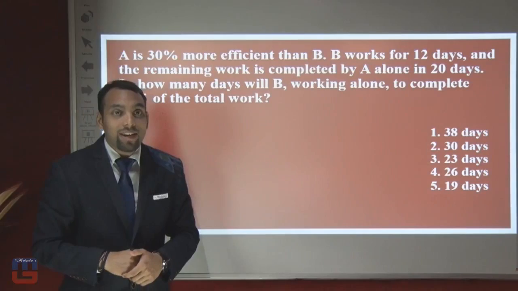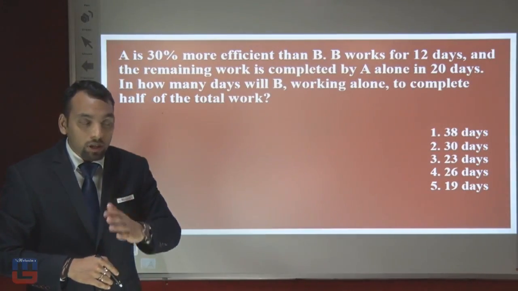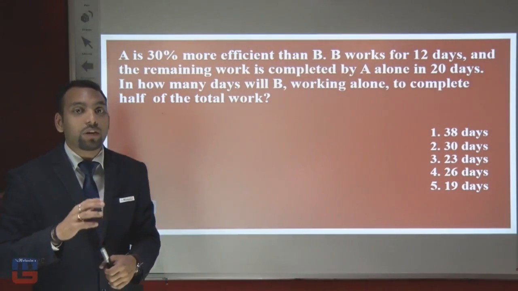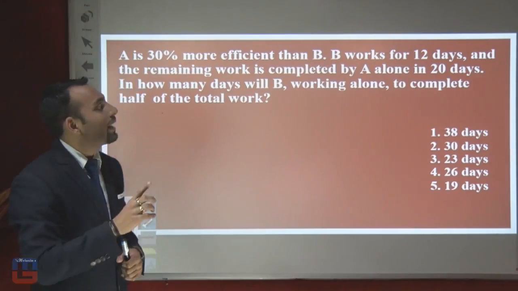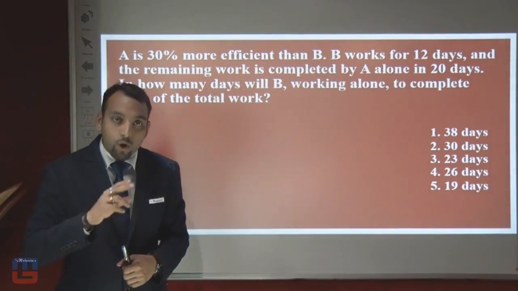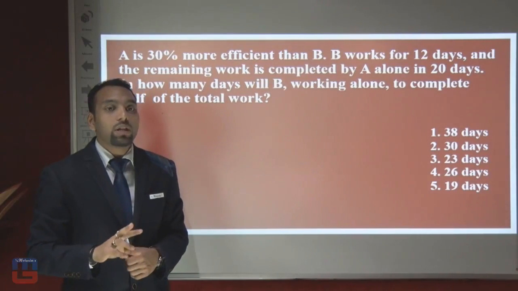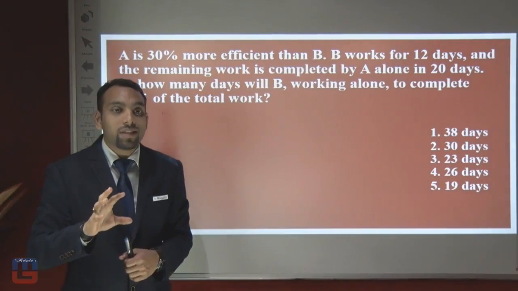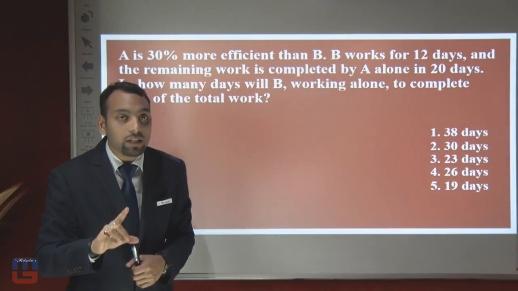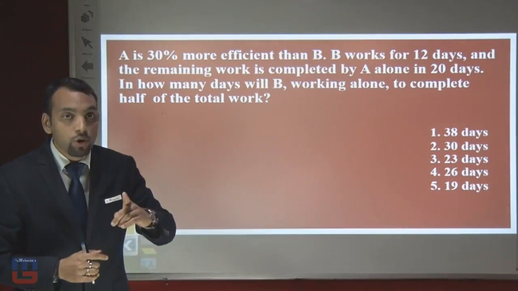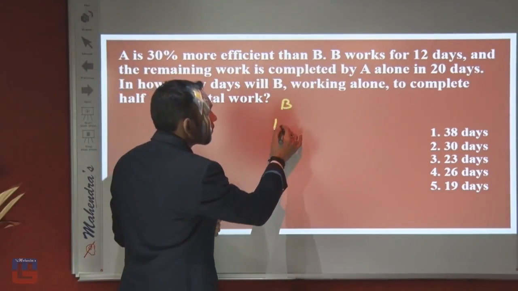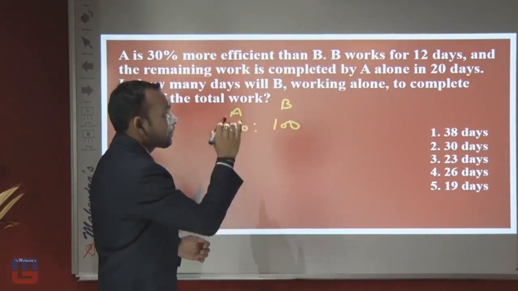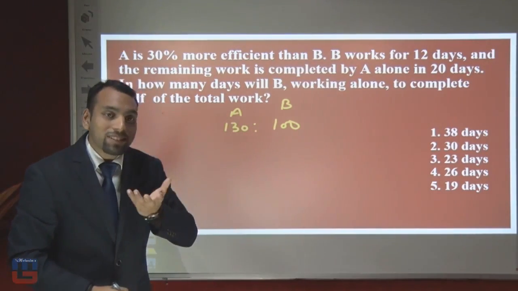The next question on the screen is: A is 30% more efficient than B, and B works for 12 days, and the remaining work is completed by A alone in 20 days. In how many days will B, working alone, complete half of the total work? Now, what the question is saying: A is 30% more efficient than B, which means if B is 100%, then A will be 130. Here we will calculate the efficiency of A and B.